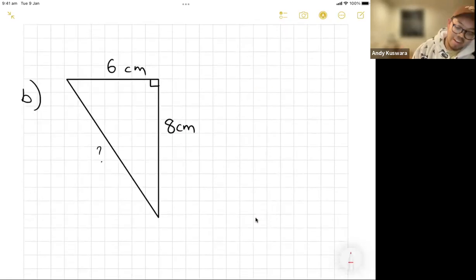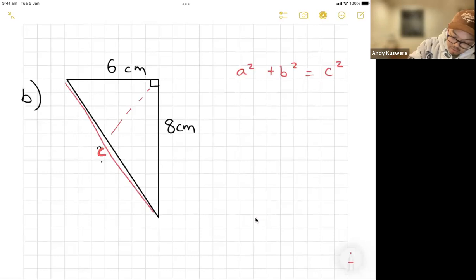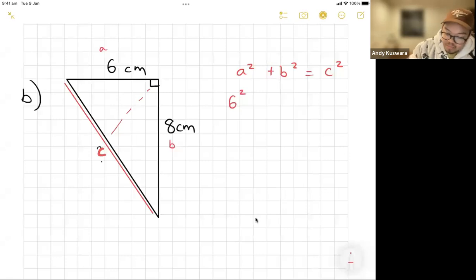If you paused the video and gave it a go, let's see. I'm going to start again with my formula. A squared plus B squared should equal C squared. Now I can see that C is going to be this guy here because that is my longest side. It's opposite my right angle. That's my hypotenuse. That means 6 and 8 are my A and B. So I'm going to write 6 squared plus 8 squared should equal, I don't know what C squared is.